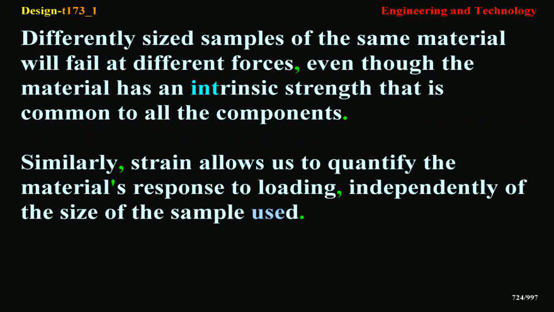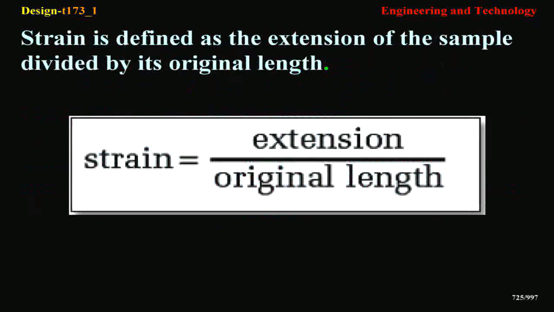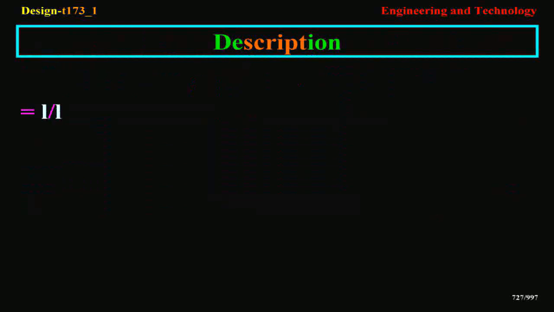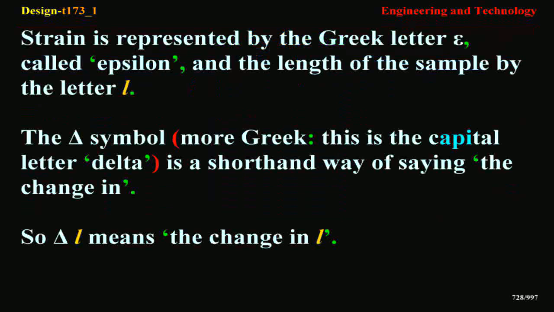Similarly, strain allows us to quantify the material's response to loading, independently of the size of the sample used. Strain is defined as the extension of the sample divided by its original length. Strain equals extension over original length, or epsilon equals ΔL over L. Strain is represented by the Greek letter epsilon, and the length of the sample by the letter L. The symbol Δ, the capital Greek letter delta, is a shorthand way of saying the change in.